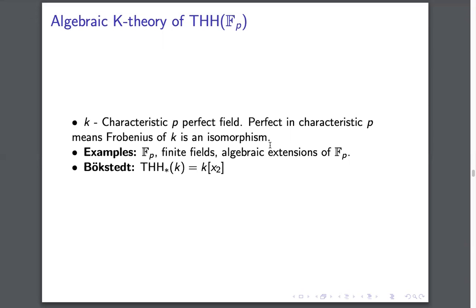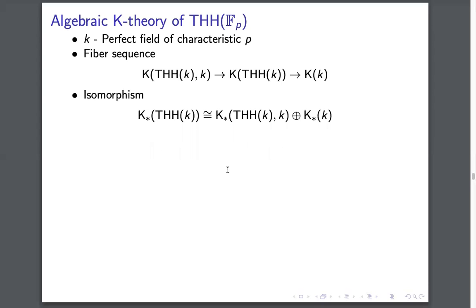The reason we can use perfect fields is because THH of a perfect field looks a lot like THH of Fp. Okay, it's also a polynomial algebra. So Bökstedt's results basically generalize from Fp to perfect fields. That's why we are able to generalize to perfect fields here. Okay, so I showed you a little bit about this relative algebraic K-theory. So relative algebraic K-theory of THH of k with respect to k in this situation would by definition be the fiber of this map.